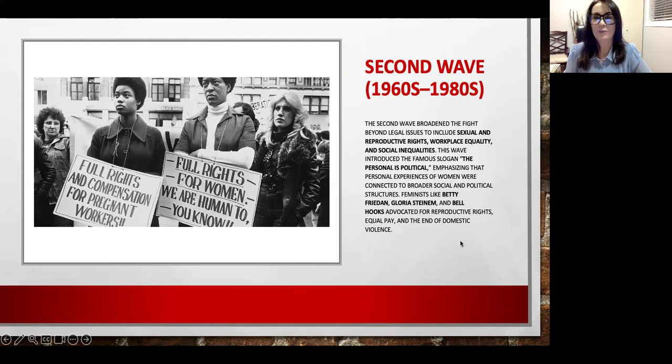So second wave feminism, on the other hand, focused on different issues. At that time, some of the issues were already addressed in the political arena. Women gained the right to vote.